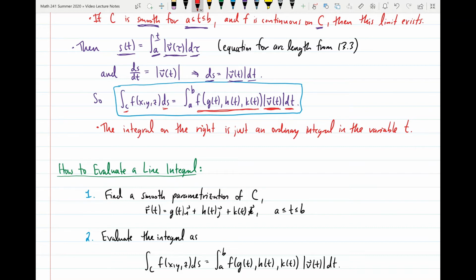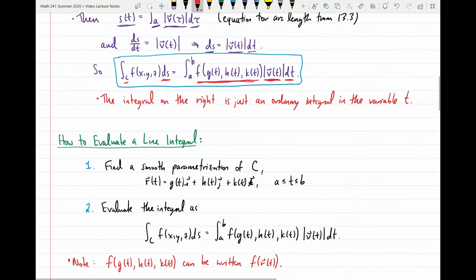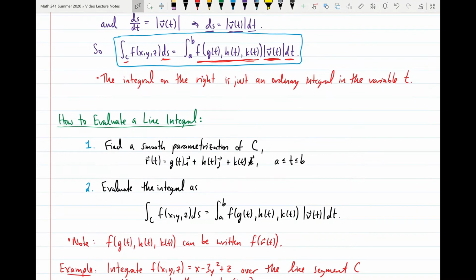And so now this integral that we've written on the right side of the equation here is just an ordinary integral in the variable t. So we've taken the definition for the line integral, which is given in ds here, and now we've written it as an integral in one variable. So this is just an ordinary integral that we could evaluate using methods from Calculus 1.